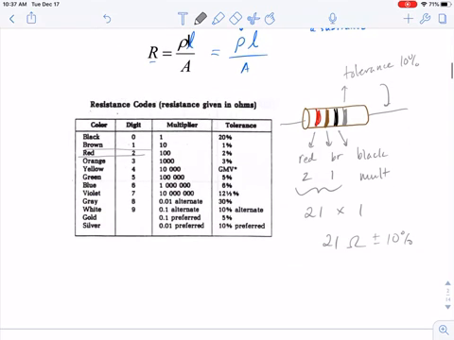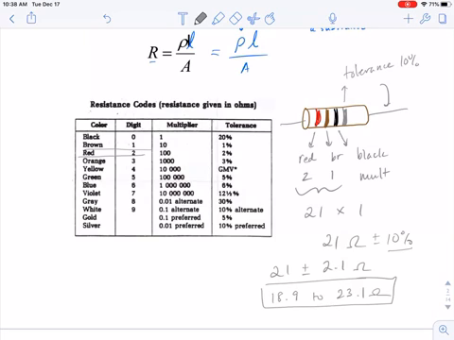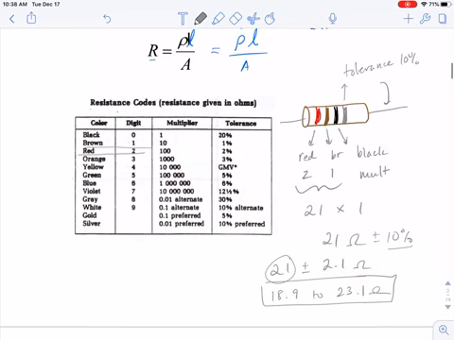This is a silver stripe, and it's 10%. Well, 10% of 21 is 2.1. So I know that this resistor is within 2.1 ohms of 21. In other words, let's see if I can do this math in my head, 18.9 to 23.1. I know that this resistor is somewhere in this range. That's what tolerance means: it's expected to be 21, but the company is claiming it will be within this range.